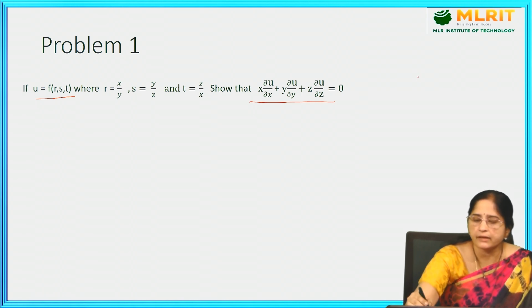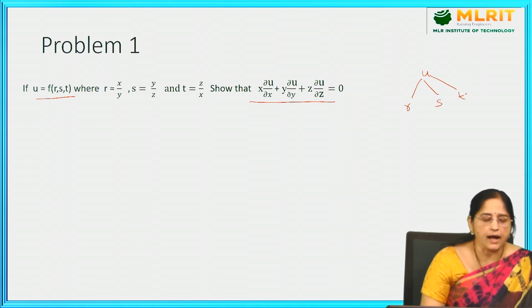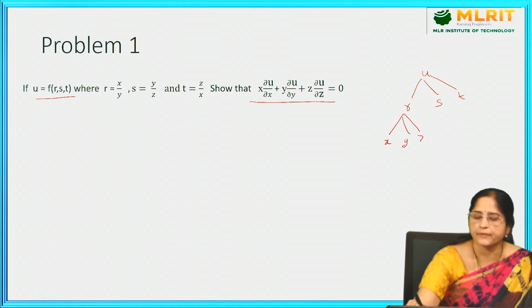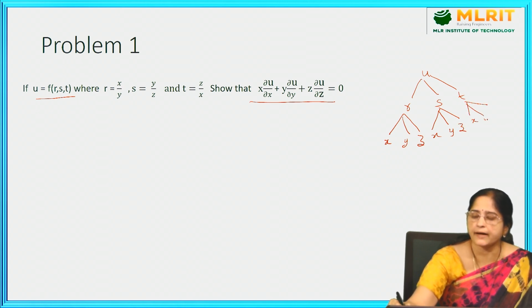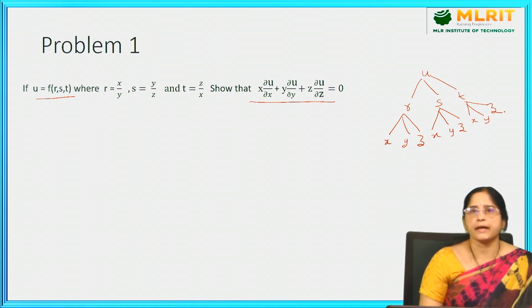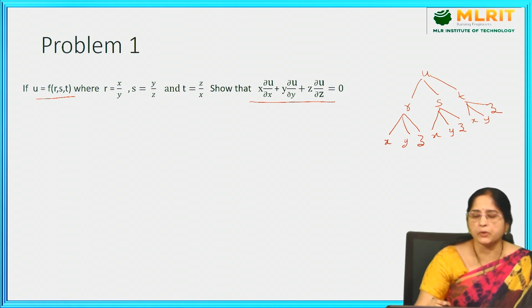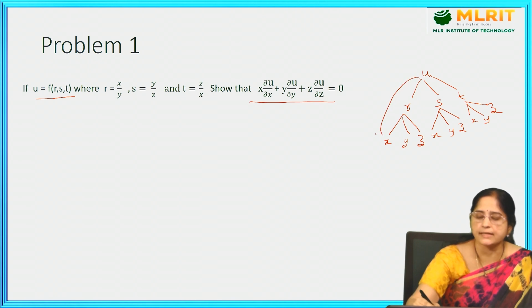Here what is given: u is a function of three variables r, s, t. And what is r? R is a function of x, y, z, three variables. Next, s is a function of x, y, z, and t is also a function of x, y, z. Here if you want to find dou u by dou x, this is dou u by dou x.